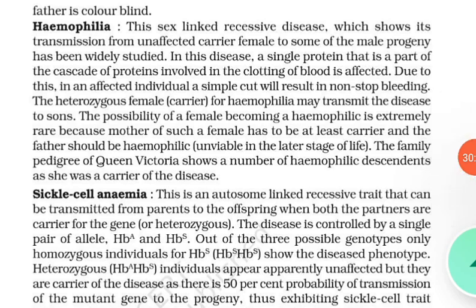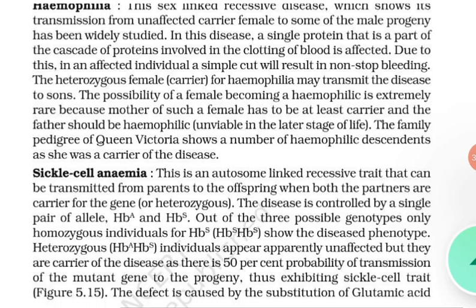Out of 3 possible genotypes, only individuals homozygous for HbS show the diseased phenotype. A heterozygous individual, HbA HbS, appears apparently unaffected, but they are carriers of the disease, as there is a 50% probability of transmission of the mutant gene to the progeny, thus exhibiting sickle cell trait.